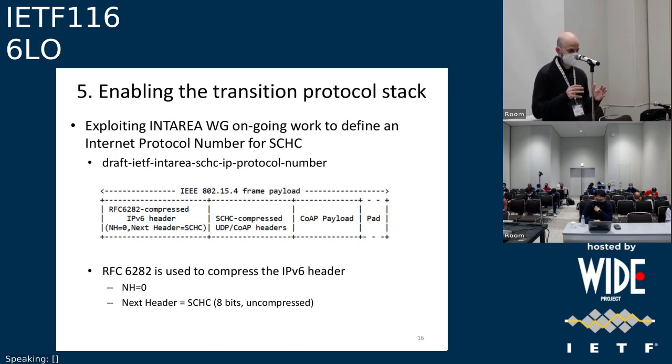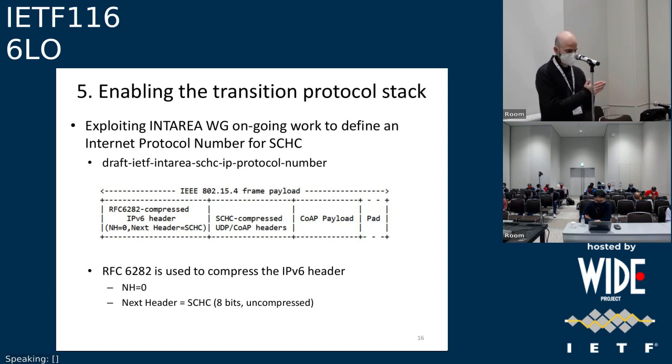So this means that there will be a way to signal in the IPv6 packet header when the payload is a SHIC packet. So as a result, in this approach, we would have, as the 15.4 frame payload, the first field would be 6282 compressed IPv6 header. Here, the NH field would be set to 0, and the next header would be actually the SHIC Internet Protocol number. This would be uncompressed. By the way, for the moment, it seems like the tentative number for SHIC here would be 145. Let's see whether that is confirmed after the whole process.